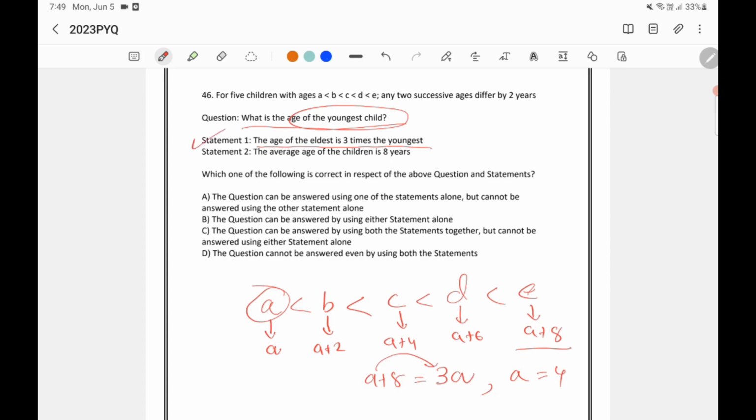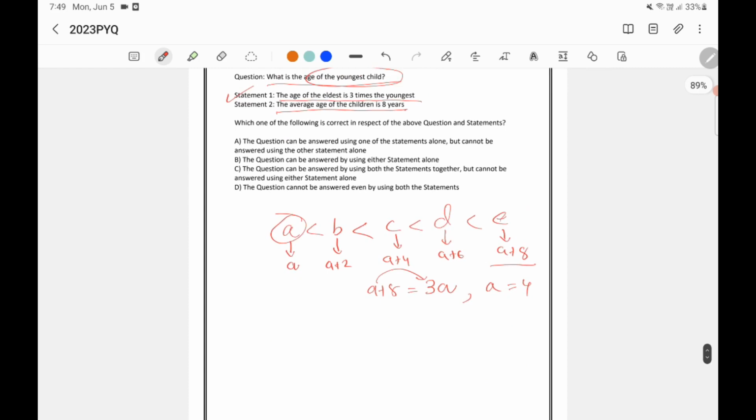Now let us check statement 2. It says that the average age of the children is 8 years. So here how can we find the average? Here it is (A + 2) + (A + 4) + (A + 6) + (A + 8), and total 5 are there, divided by 5 is equal to 8.